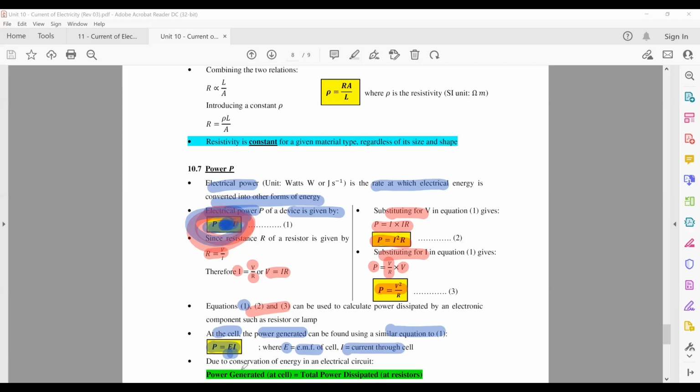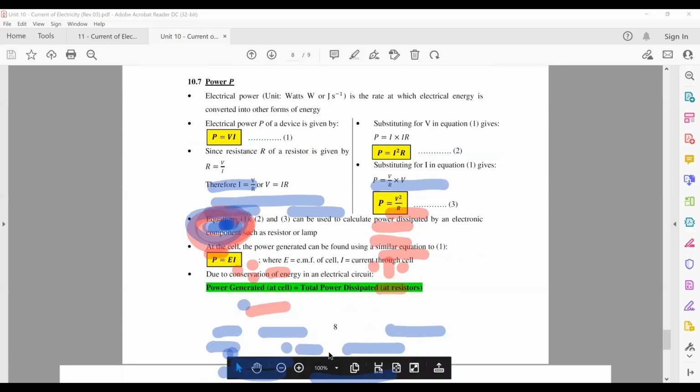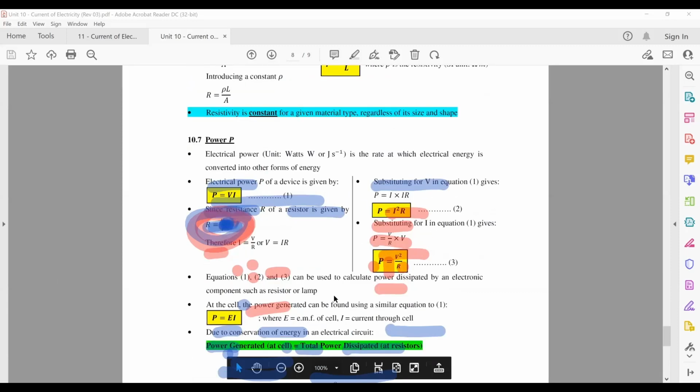Eventually, because of conservation of energy in an electrical circuit, power generated at the cell is equal to total power dissipated at resistors. Okay, so that is for this.